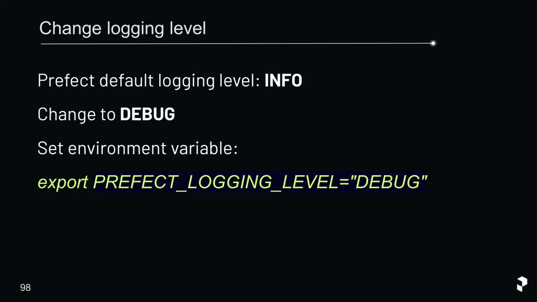Something worth noting is that you can change the logging level of Prefect as well. By default, it's set to info. However, you can adjust this and change it to debug if you would like. The way you would go about that is by running the CLI command down below.